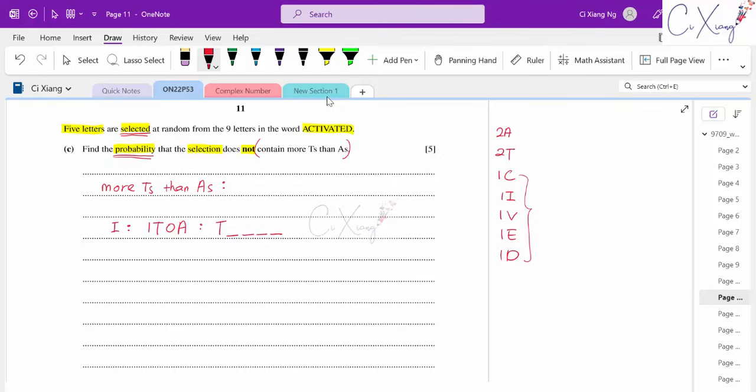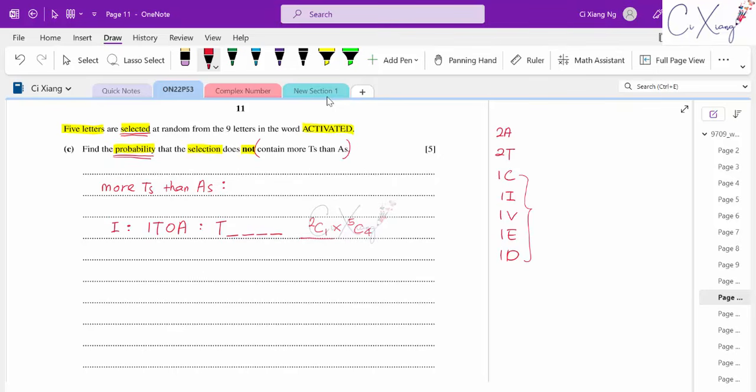Because we are calculating probability, to get the T we have 2T, so from the 2T I have to select one of them. So it should be 2C1, multiplied by the remaining letters. I don't want to include the A because we already stated we don't have A here, so I will select from the remaining 5 letters. 5 letters, I want to choose 4, so 5C4. This is the number of selections for more T than A, 1T, 0A.